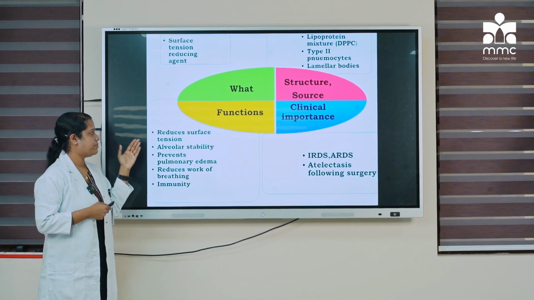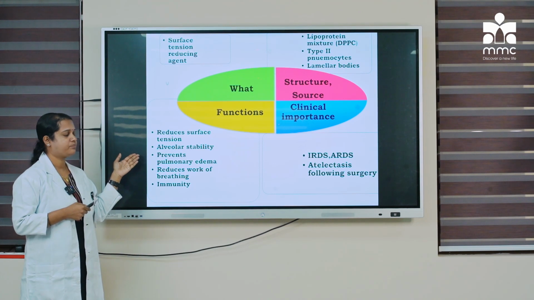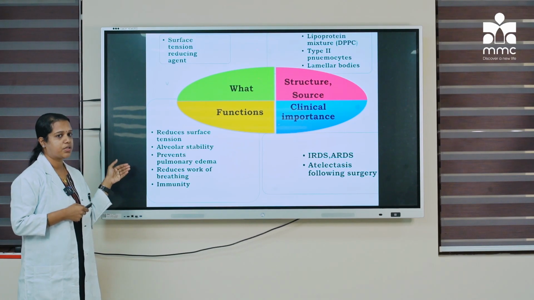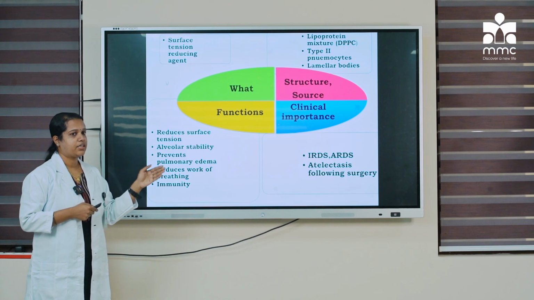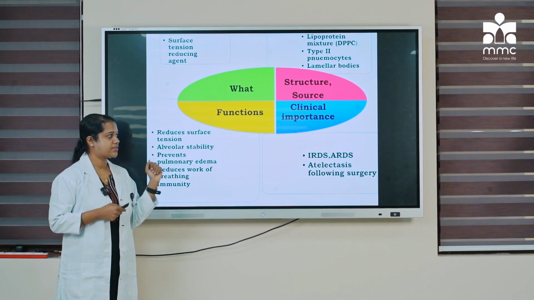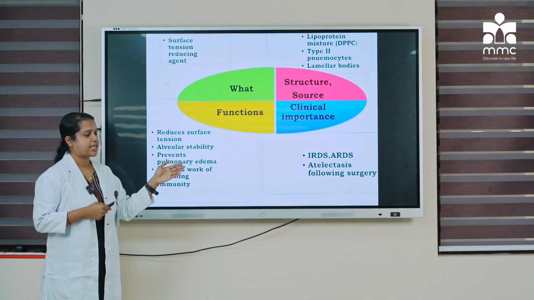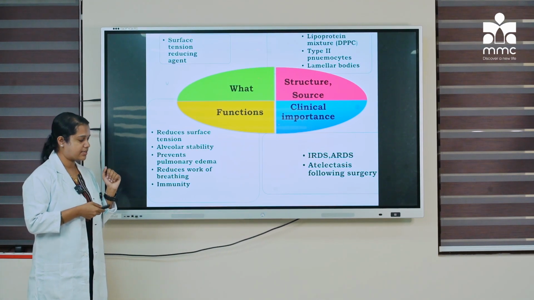Then we have seen the important functions of surfactant, like it helps to reduce the surface tension, maintains the alveolar stability, then prevents pulmonary edema, helps to reduce the work of breathing, and provides innate immunity. And finally, we have seen few applied aspects like what is infant respiratory distress syndrome, adult respiratory distress syndrome, and atelectasis following surgery. So with that, we have come to an end of the class.